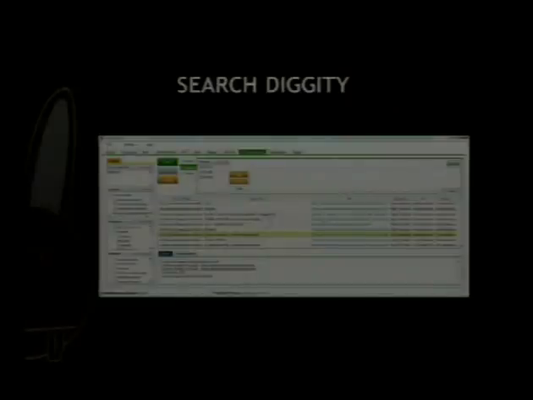You have SearchDiggity. I don't know who's used that one. It's actually a collection of tools. They've put a lot of things together that search Google and Bing and a lot of other things. They're all basically different tools to do the same sort of thing, but from a different angle.